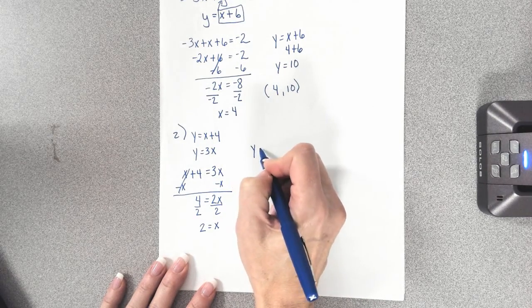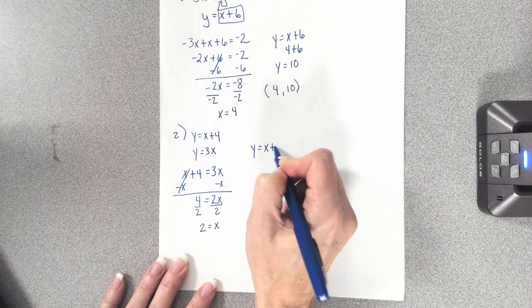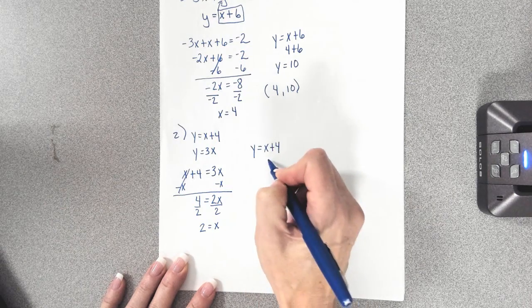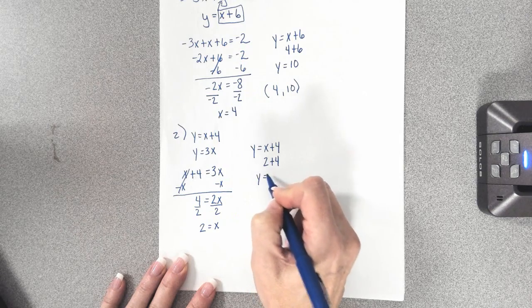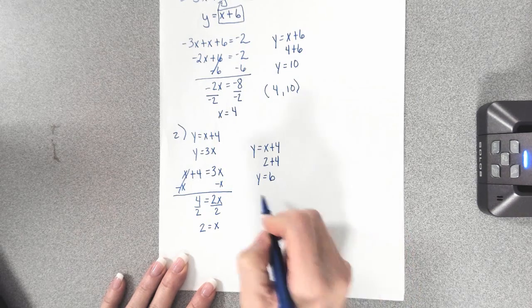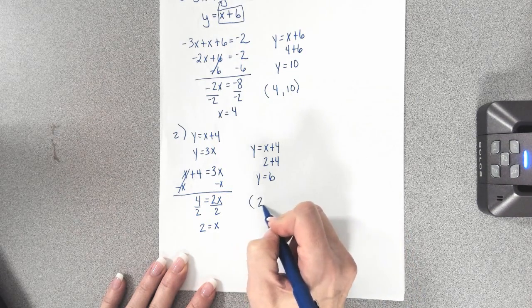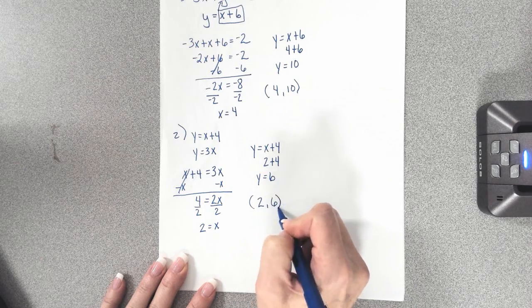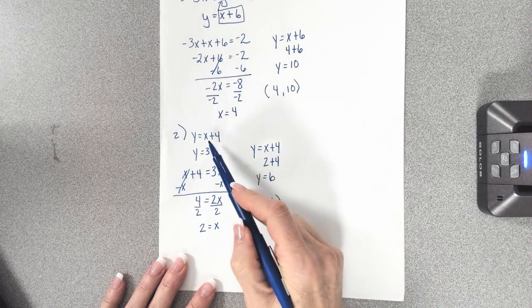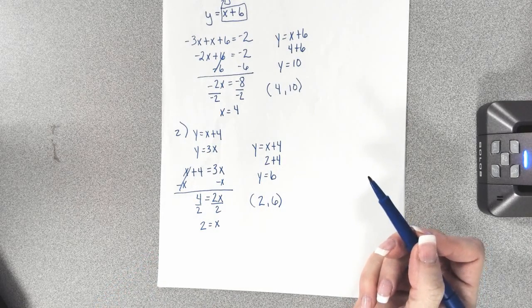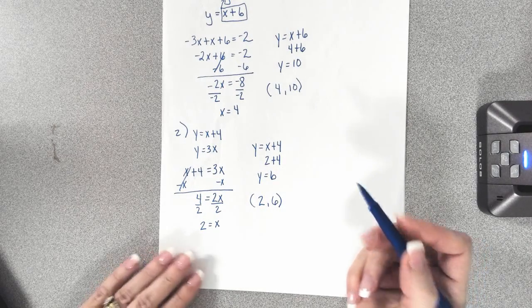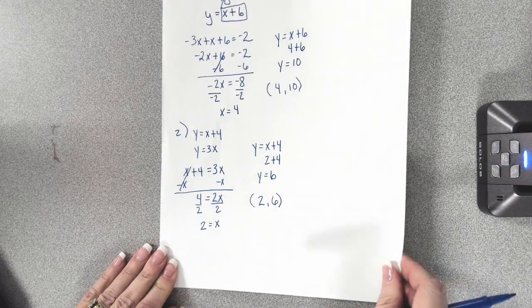Go back to one of the equations. Either one will work. We now know that 2 is x. So 2 plus 4 gives me 6. My ordered pair is 2, 6. That would be my answer. I could plug them in and they would work on both equations. All right, let's go to a little bit bigger problem.